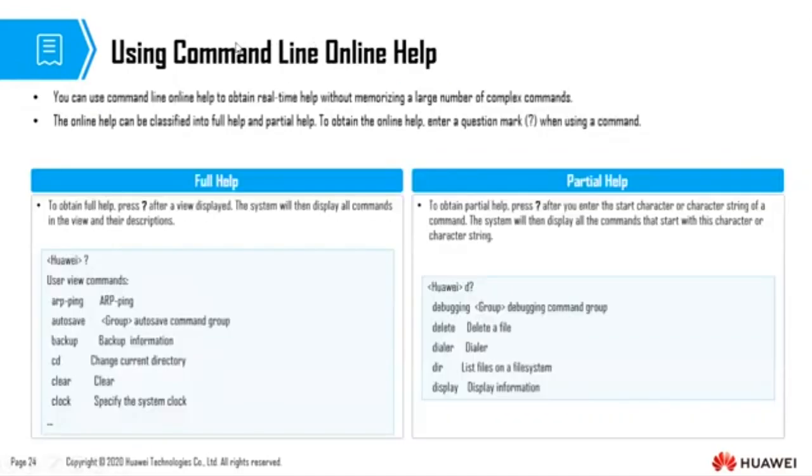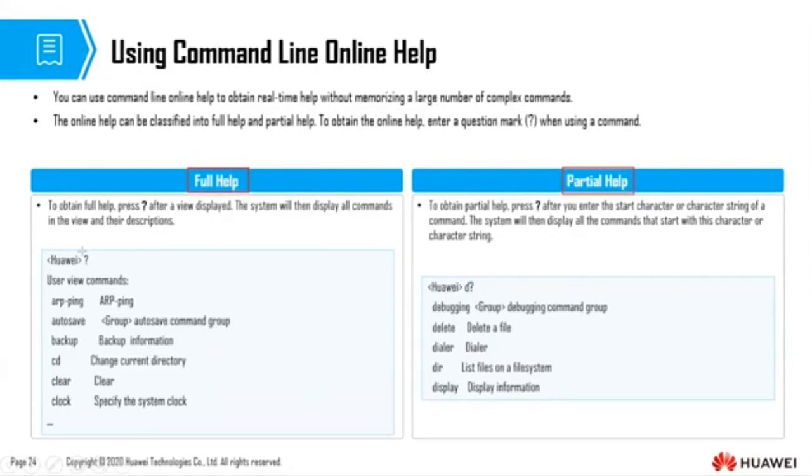So it's very important: using command line online help. Why do they call it online help? I don't understand. Anyway, we have two. Your CLI will provide you with two types of command help. The first one is called full help. The other one is called partial help. So let's first look at the full help.